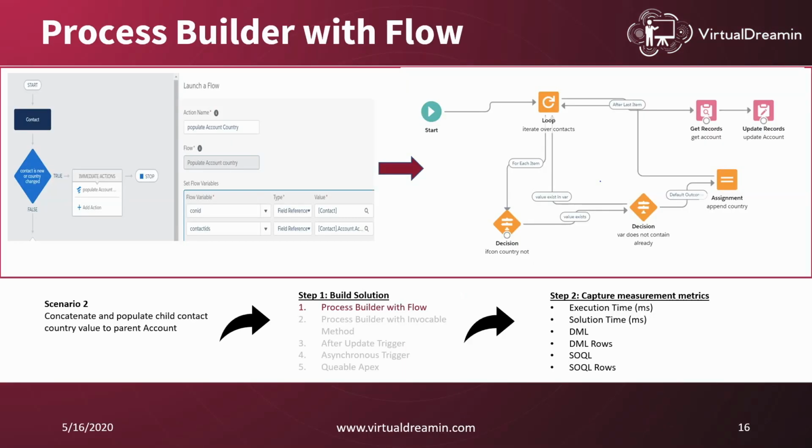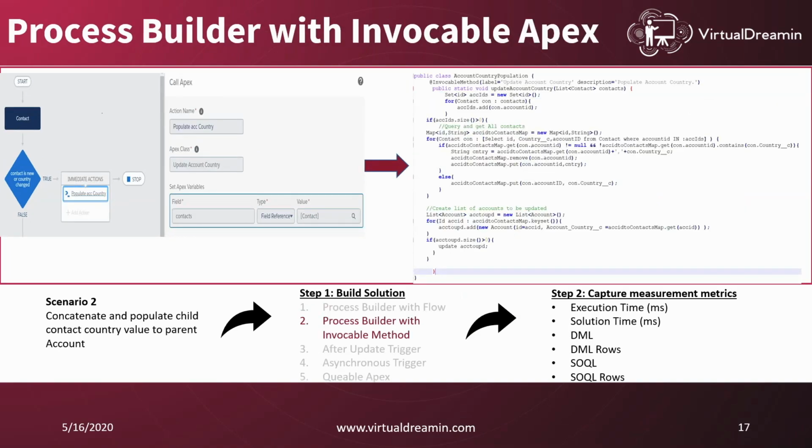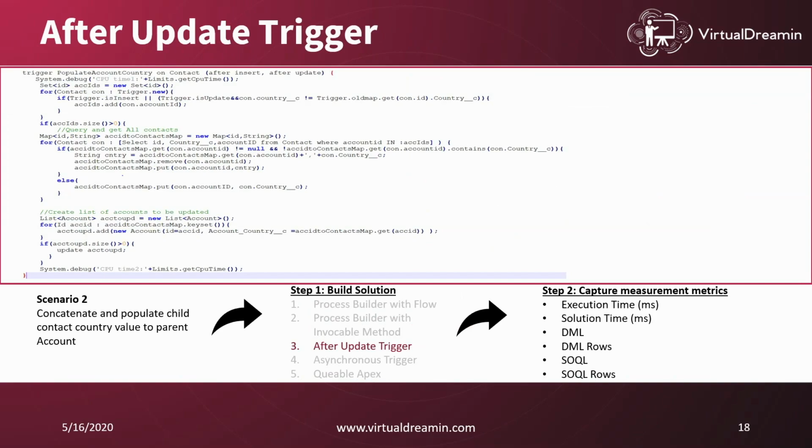Same as what we have done in the previous case, here also you need to capture all the metrics while you are executing each of the solutions. The first one is Process Builder with flow. Because of time constraints, I'm not explaining the solution in detail. The second option is Process Builder with invocable Apex. This is almost the same as flow. After update trigger is also a traditional approach, so I don't need to explain the logic in detail.